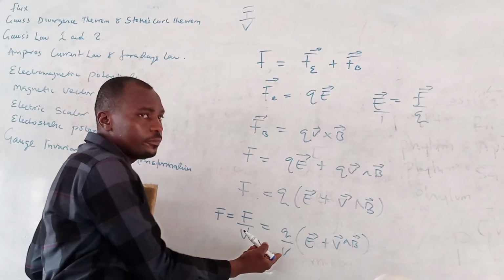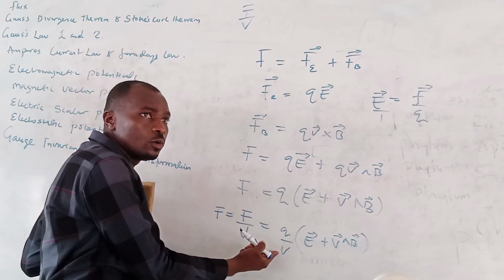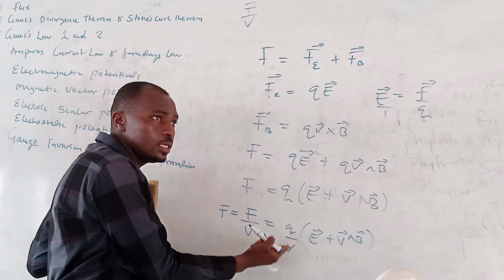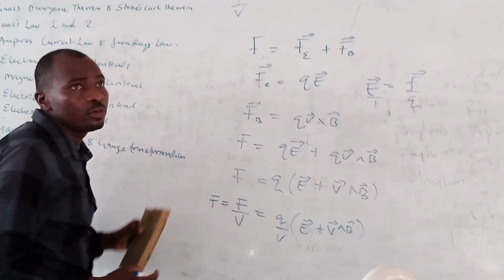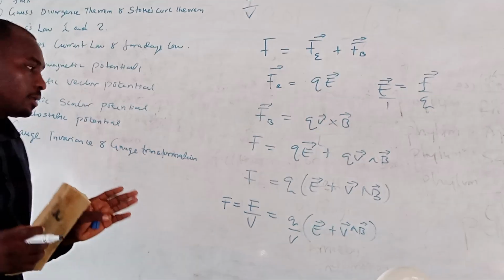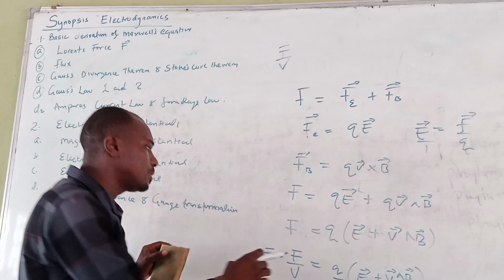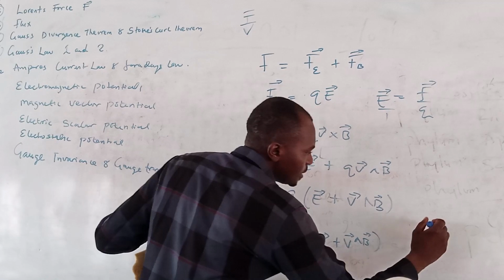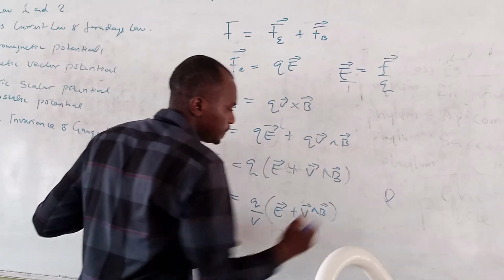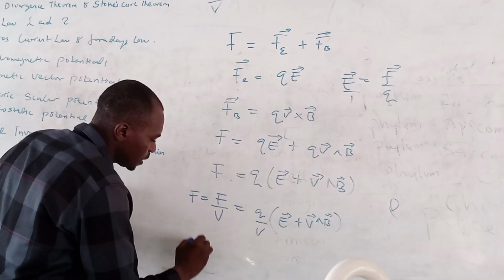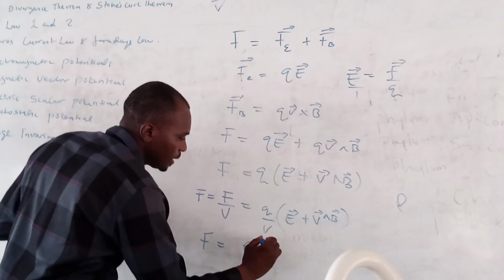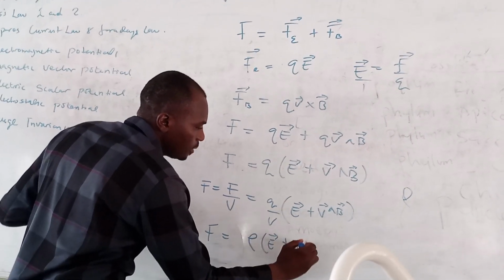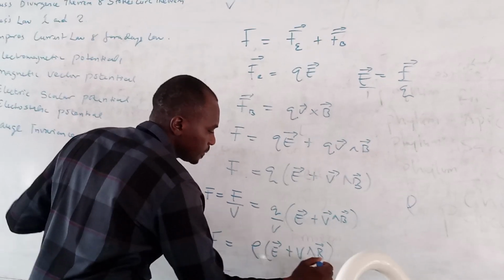This Q over V is nothing but charge per unit volume, because Q is charge and V is volume. And charge per unit volume is nothing but charge density. I hope it's clear. Charge density is represented by the symbol rho. So therefore, this Lorentz force equation turns into rho times the bracket E plus V cross B.